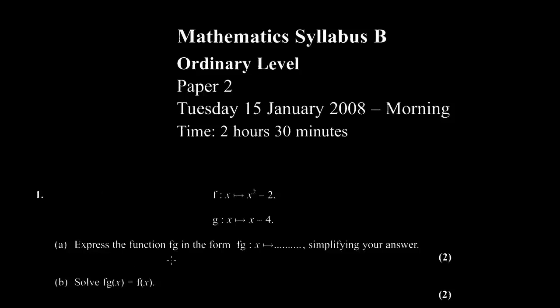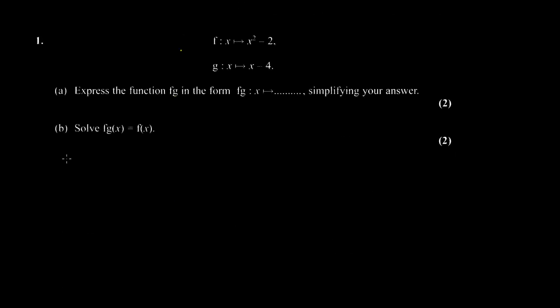So express the function fg in the form given. The composite function is f of g(x). We write f as x squared minus 2. So here, instead of x we put g(x), so that would be (x minus 4) squared minus 2. Simplifying your answer, you have to simplify this. If you simplify this, it would be (a minus b) whole squared.